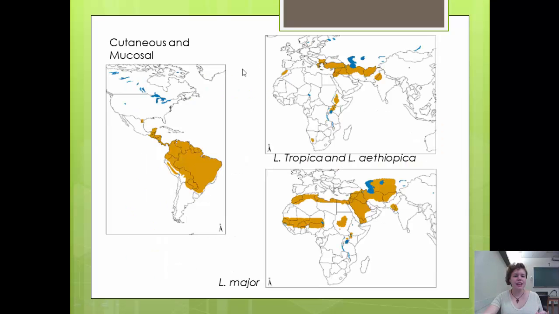Here I have the cutaneous and mucosal forms, showing where they mostly are in the New World, or the Western Hemisphere. The mucosal form is actually only found in Central Latin America and South America. Then also here are the L. tropica and L. ethiopica forms, found around the Middle East and parts of Africa. Then also down here is the L. major form, which is once more Middle East, Northern Africa, and then just a few parts of sub-Saharan Africa.